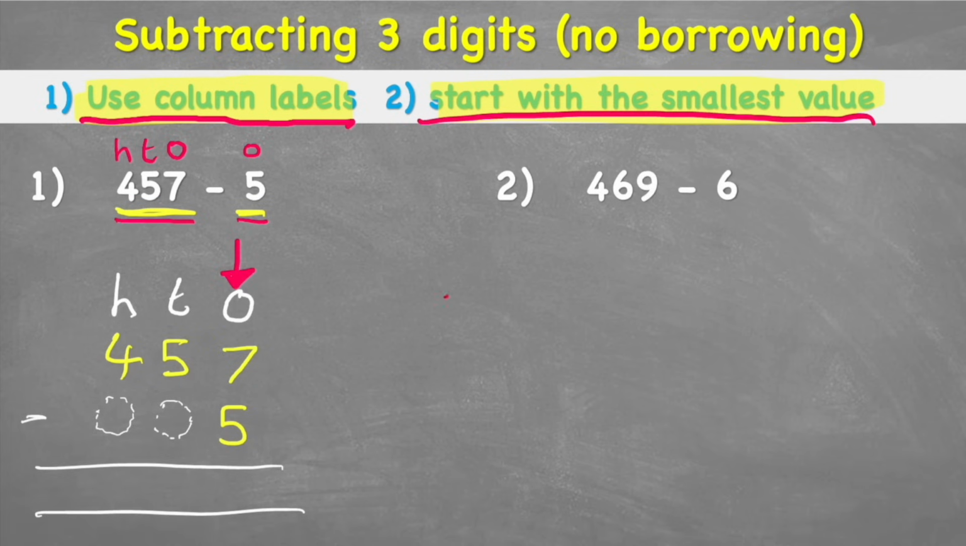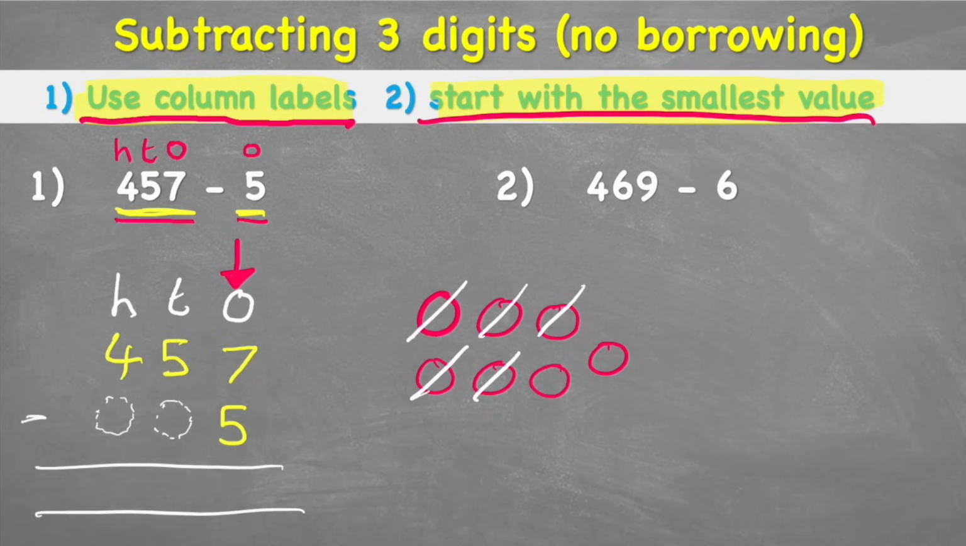So if I have 7, 1, 2, 3, 4, 5, 6, 7, let's say I've got my 7 counters, and I subtract 5, 1, 2, 3, 4, 5. How many does that leave me? Well, I have 1, 2. So my answer is 2.